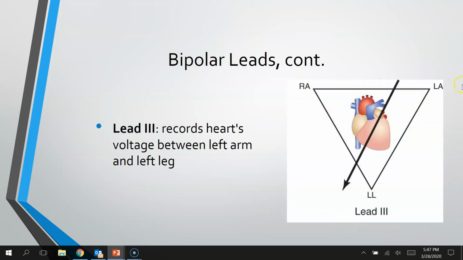Lead 3 is going to be recording the heart's voltage between the left arm down through the left leg. And again, these are called bipolar leads.